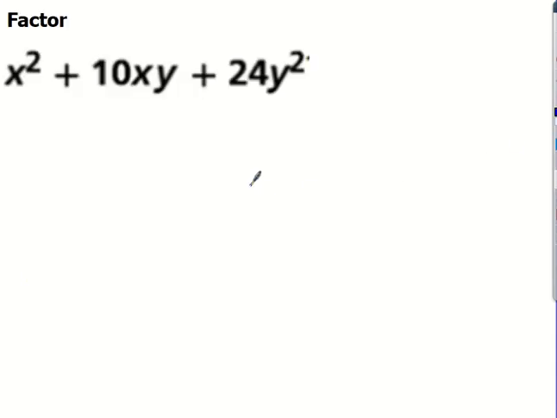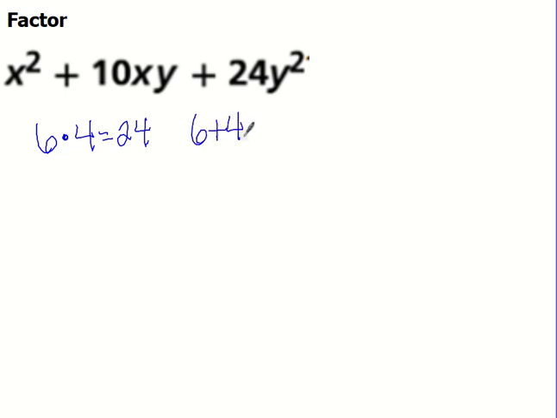So, same idea, right? Looks exactly like what we just did. I'm only looking for what multiplies to get 24 and adds to get 10. 6 times 4 is 24, and 6 plus 4 is 10. The only difference, again, is that I add my variables. So it's going to be x plus 6y and x plus 4y.